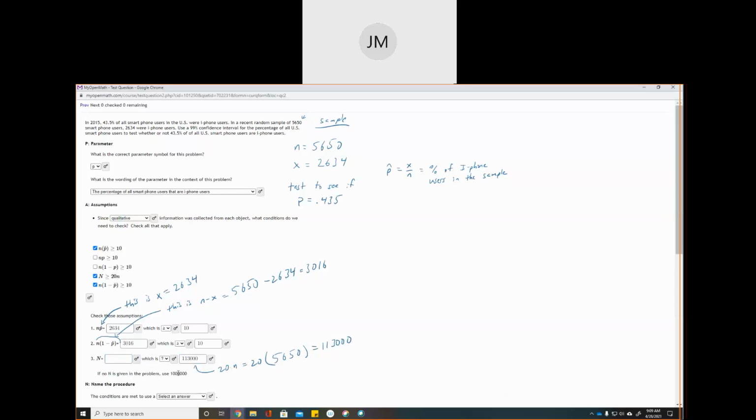Because we have to enter a number, if this was just on paper, I would write, I don't know what the population size is, but we can safely assume it's more than 113,000. But since we have to enter a number here, we're just going to enter in this 1 million that they tell us. That's certainly greater than or equal to that 20 times little n.